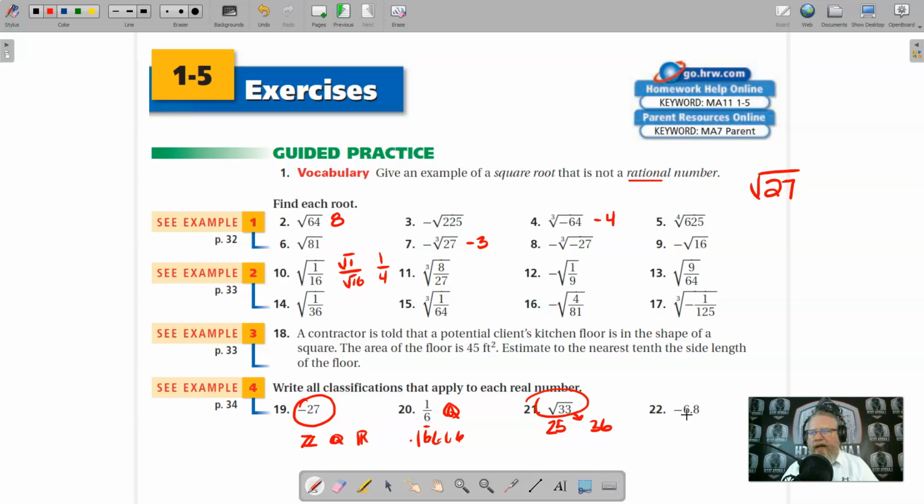And then negative 6.8, it is a decimal number. It does terminate, right? It just stops, so we recognize that it is a rational number. It is a terminating decimal.